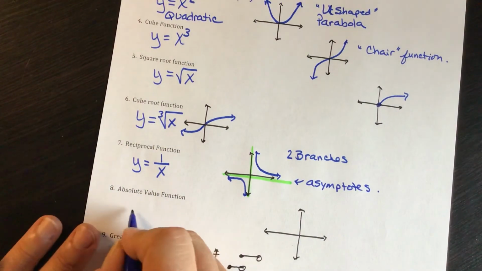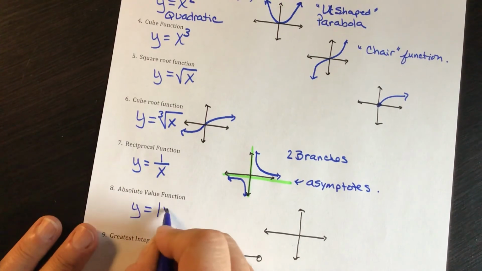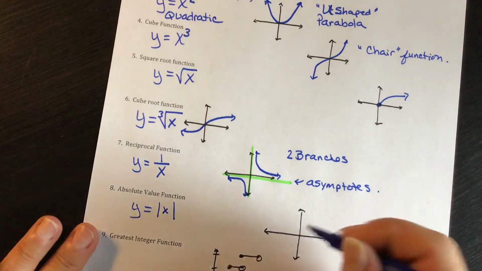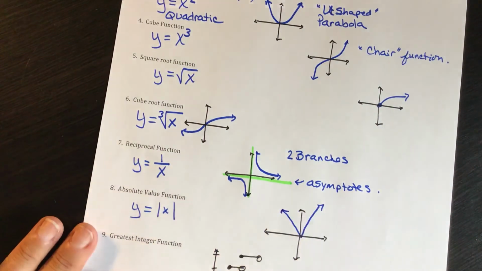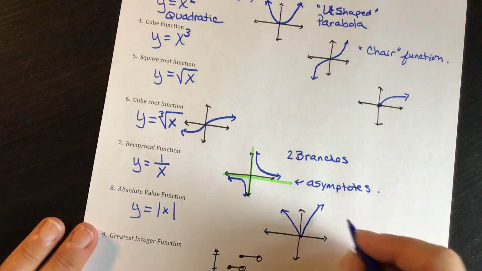Absolute value function, we looked at that one. That one, remember, is going to be a v. Okay, always a v.